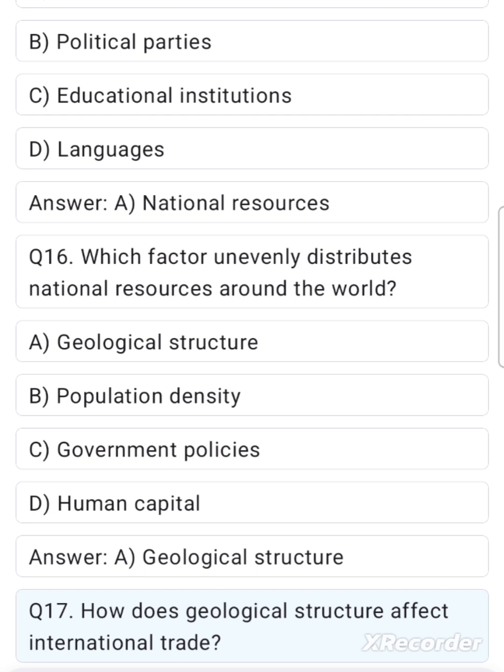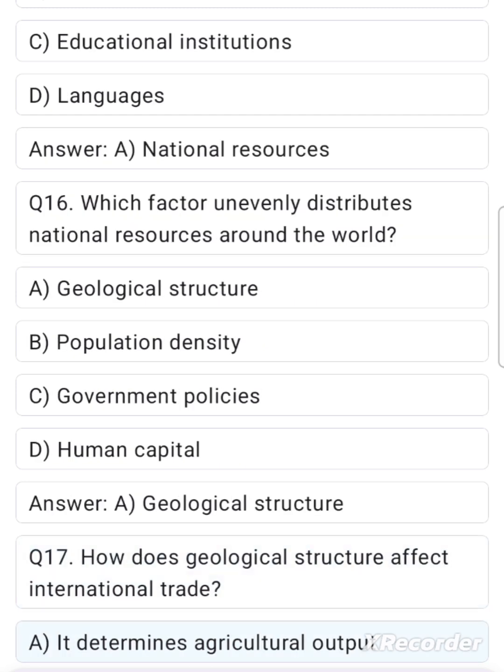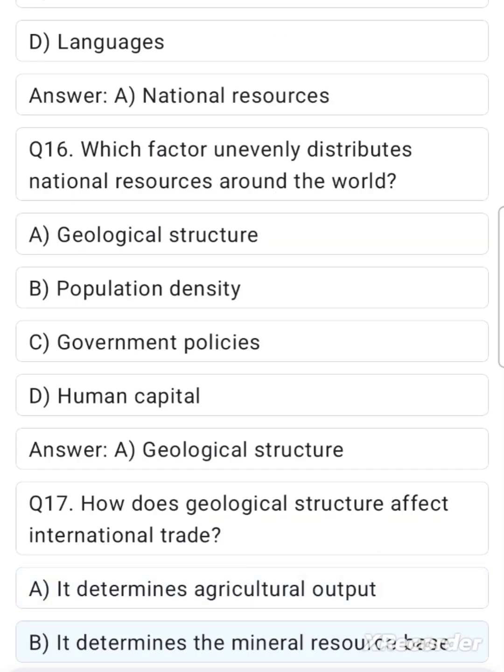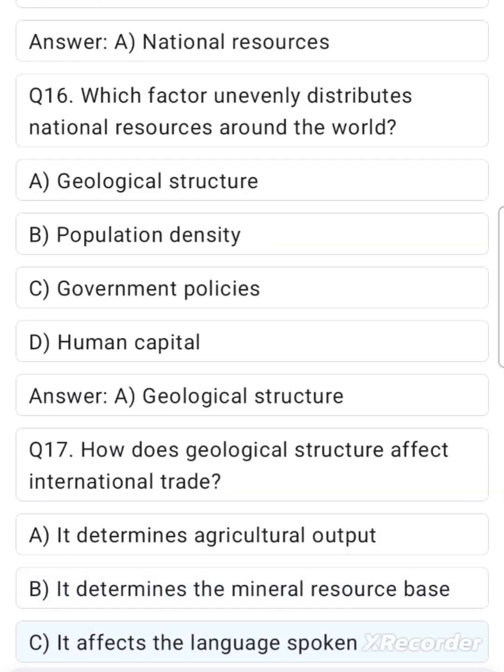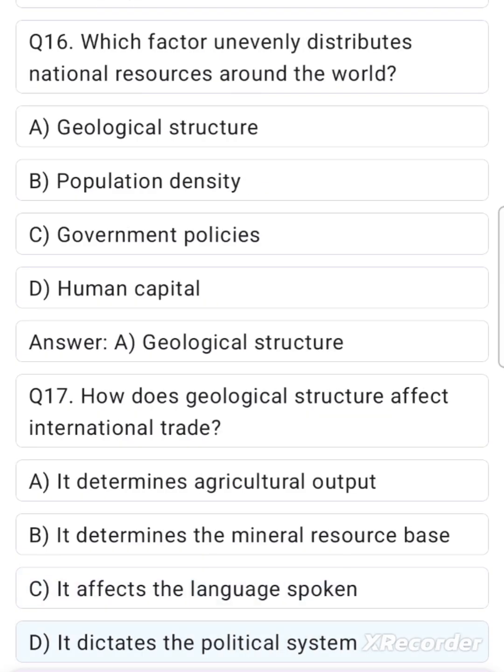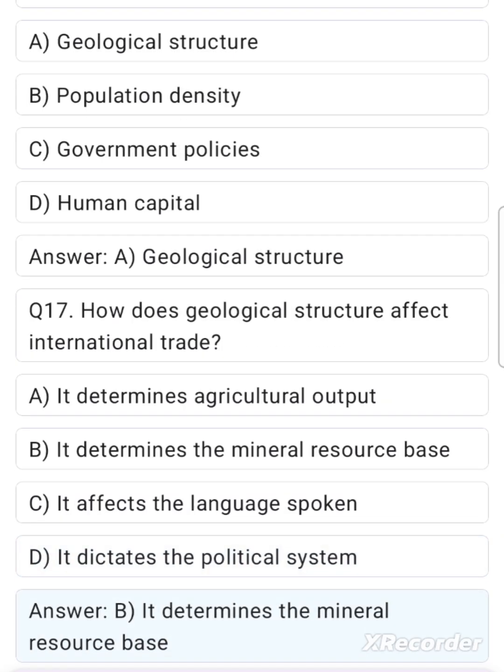Q17. How does geological structure affect international trade? A. It determines agricultural output. B. It determines the mineral resource base. C. It affects the language spoken. D. It dictates the political system. Answer. B. It determines the mineral resource base.